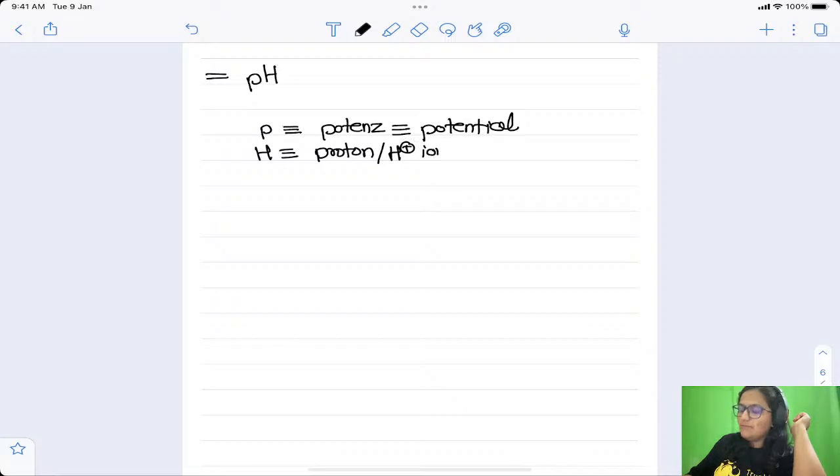So what is the pH? pH is nothing but how easily that acid is going to donate the proton. I will repeat, the pH is nothing but how easily that substance is going to donate a proton, that is its pH, P small h capital. P stands for potens, that is potential or capacity or ability. H stands for proton, H plus ion, right?